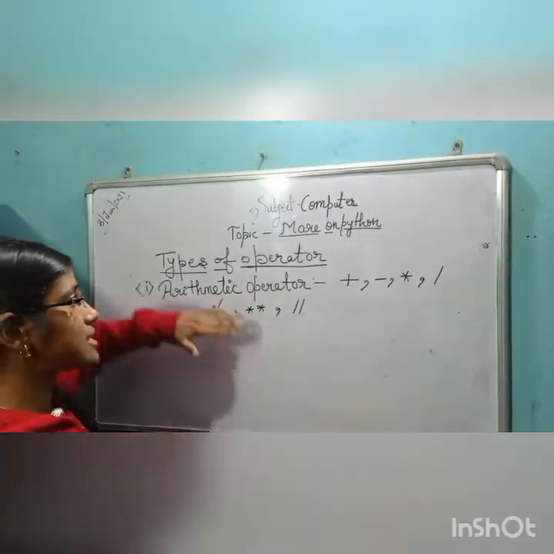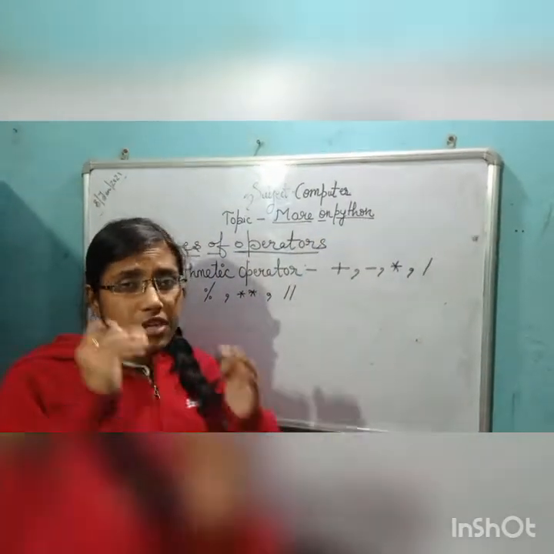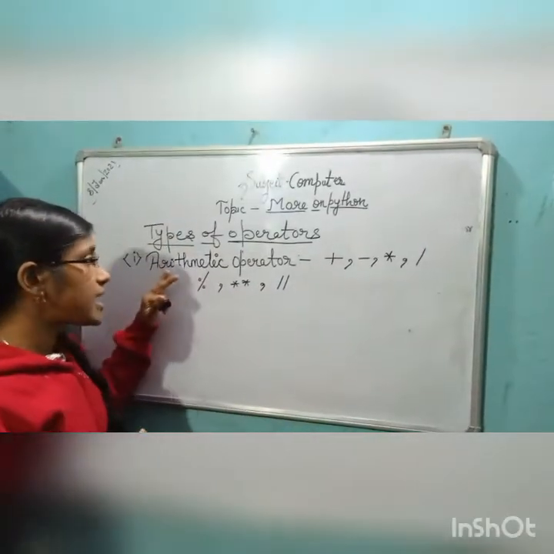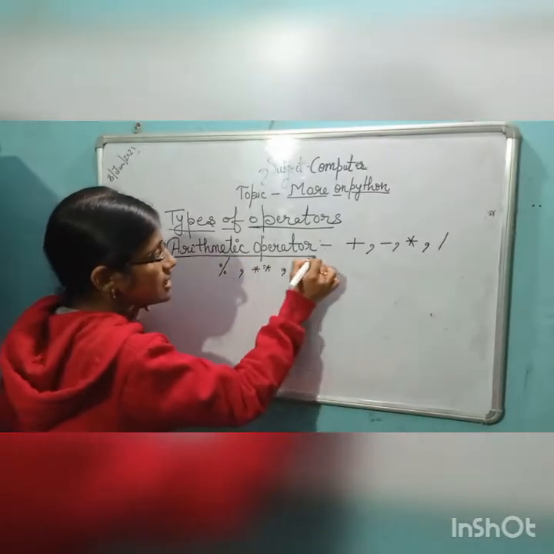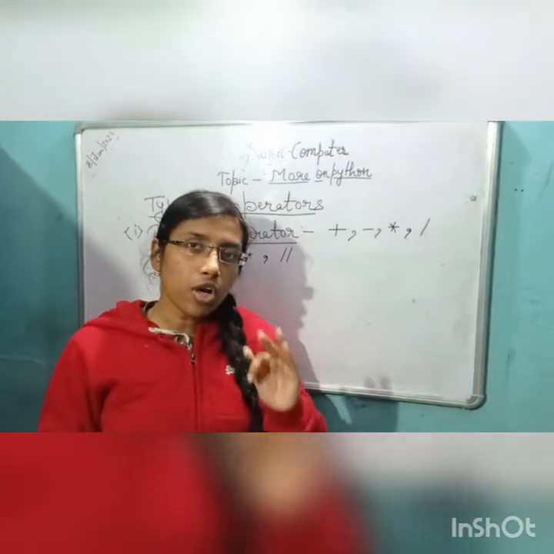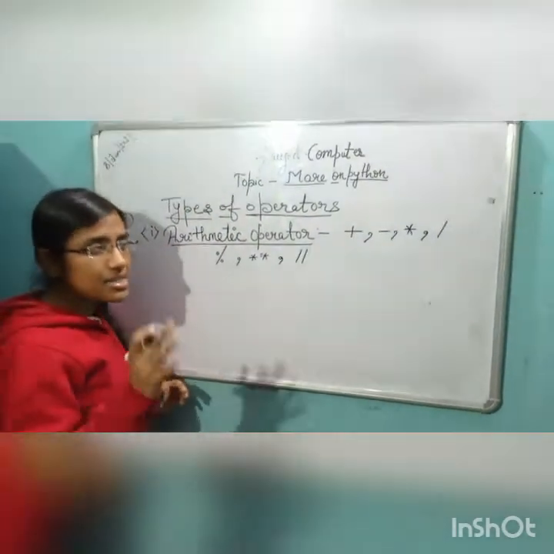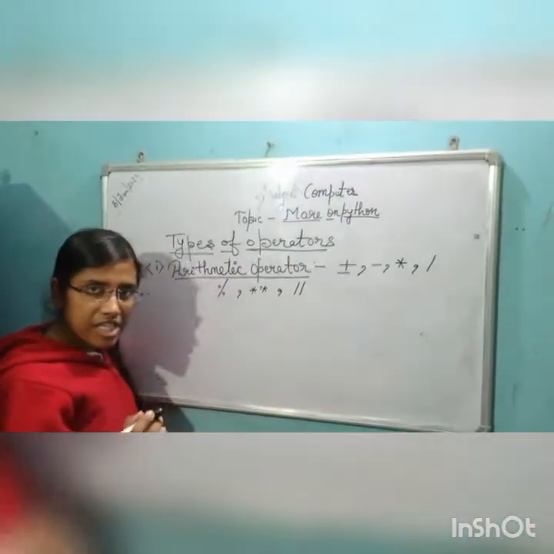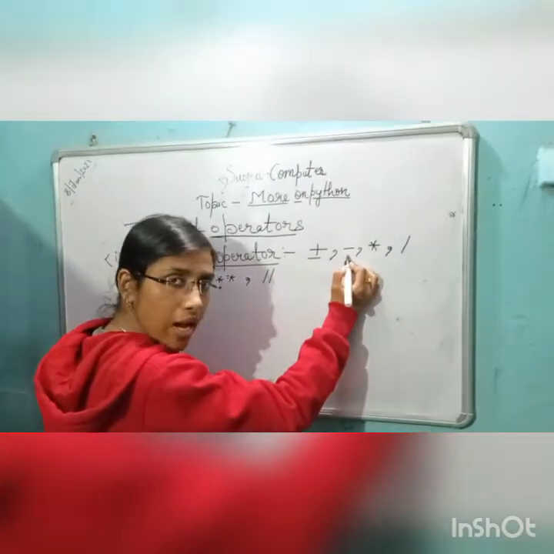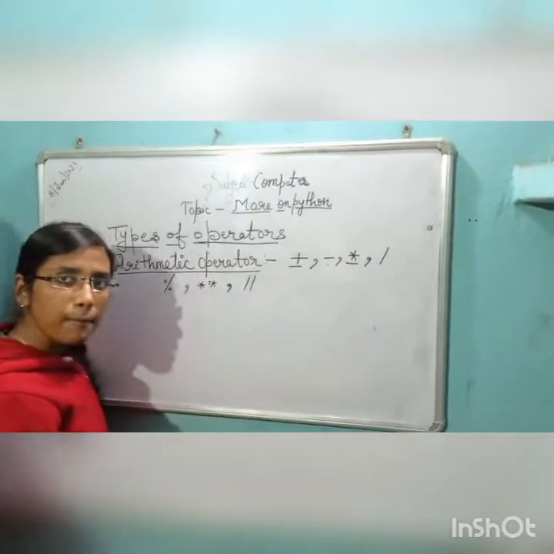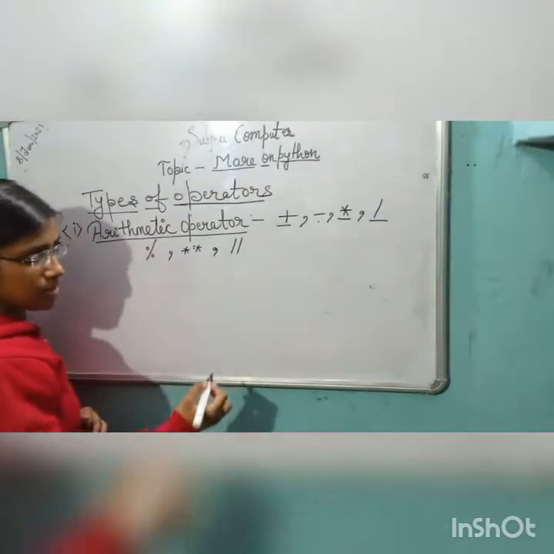Now, let us understand types of operators. So, the first type of operator is the arithmetic operator. From the word, it is clear this operator is used for doing mathematical calculations. First one is the addition operator. You are all familiar with this. Second, subtraction. Next one, multiplication. Next, division operator.